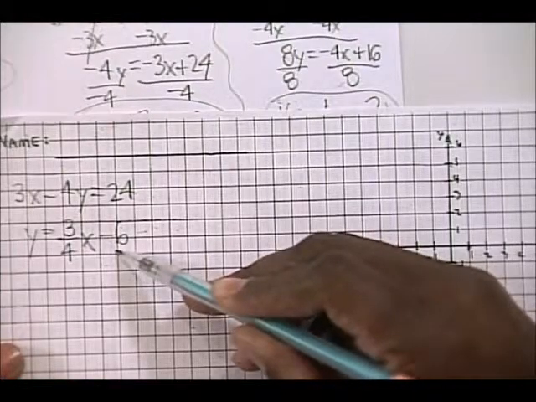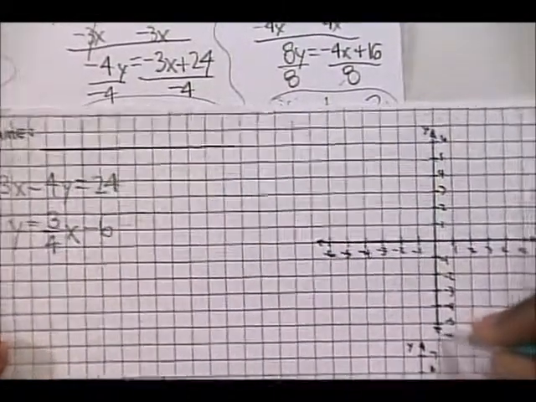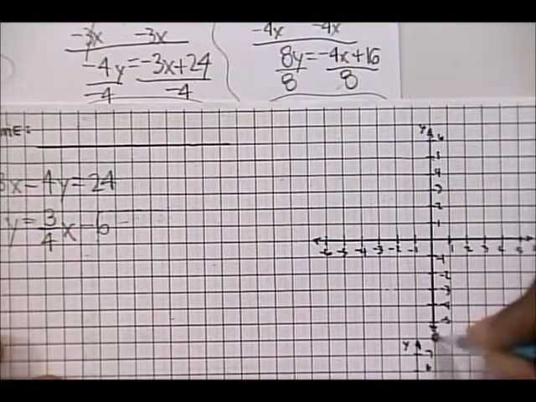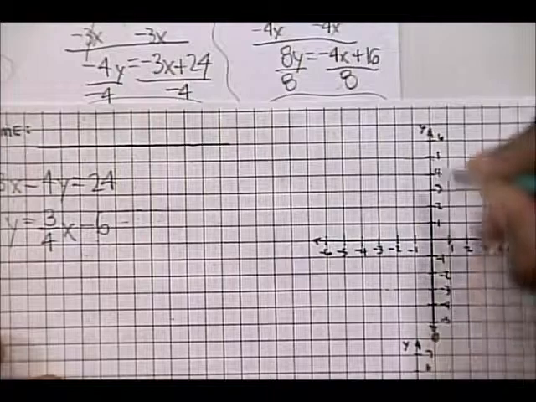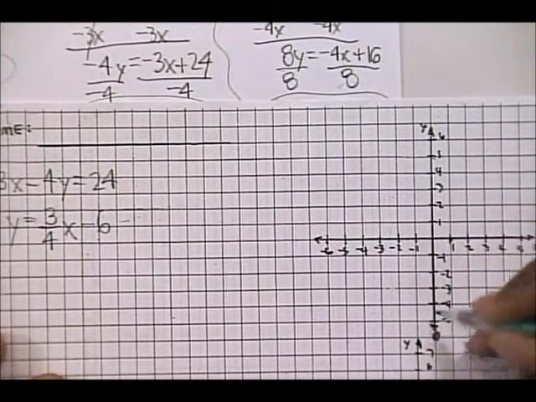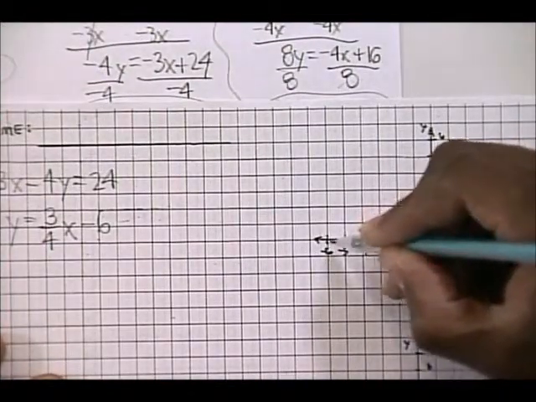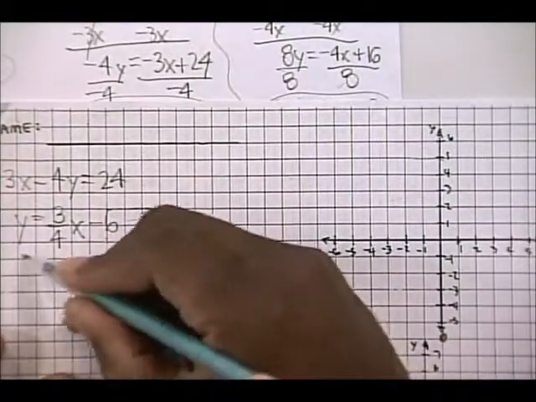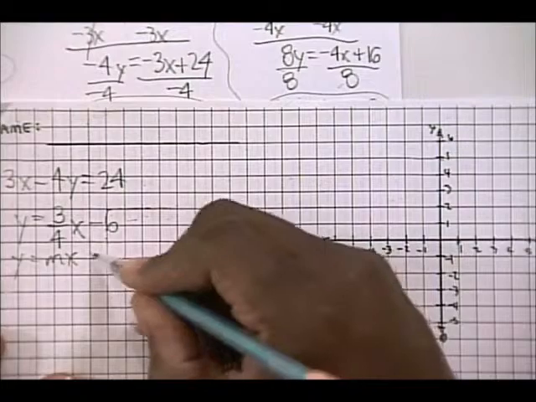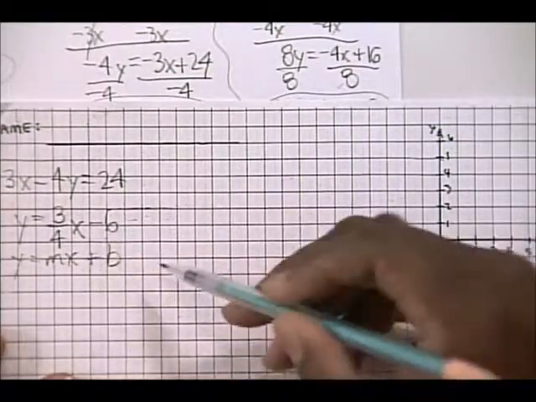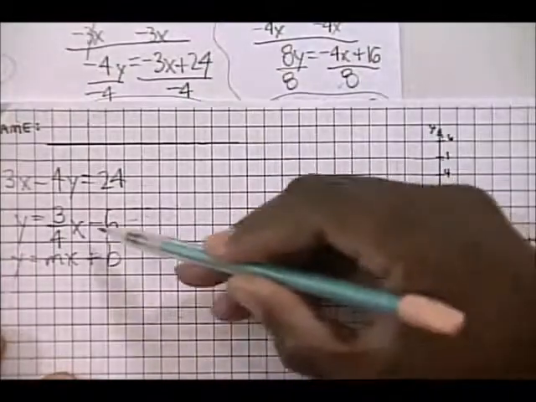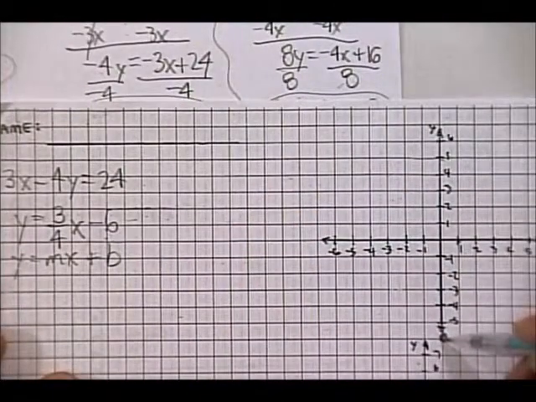In this case, it's a -6. So you go down to your coordinate axis, you go down to -6 on the y-axis. You do not go to -6 over here. Your first point is coming from this b. Y is equal to mx plus b. Your first point you're going to plot is to go to the last number in your equation, which is a -6, and plot it right here on the y-axis.